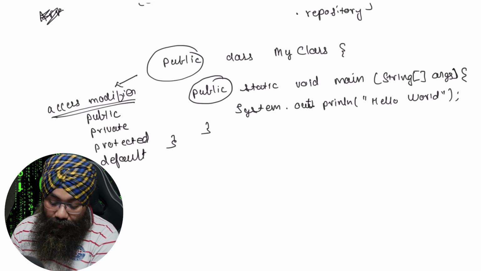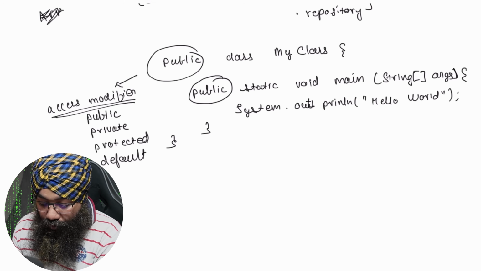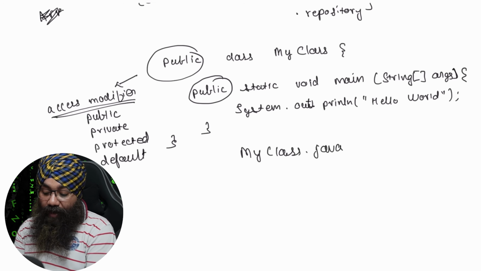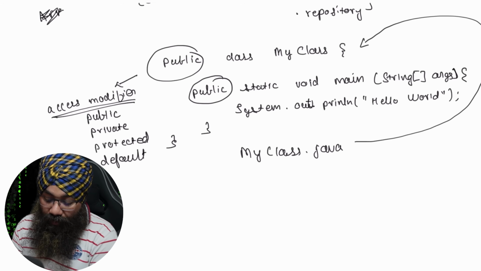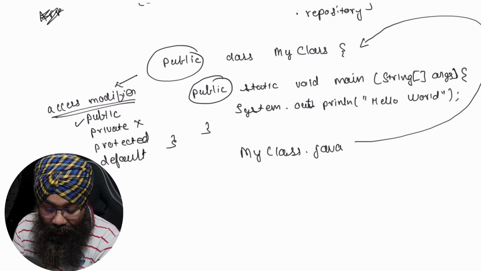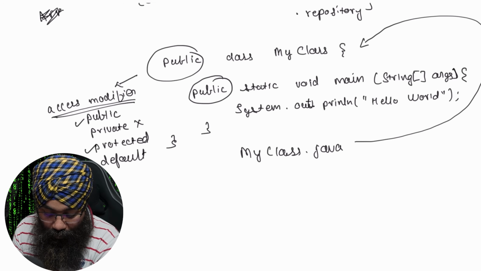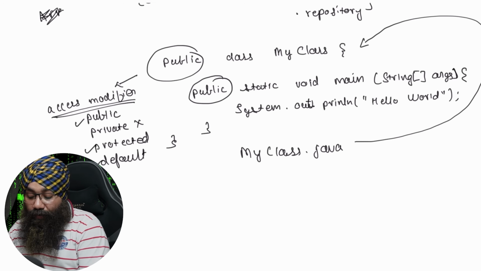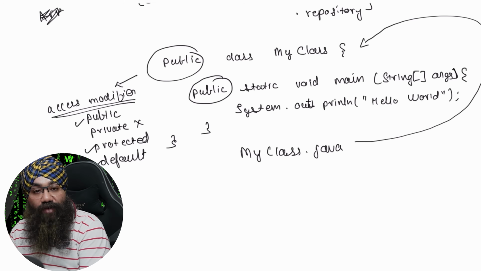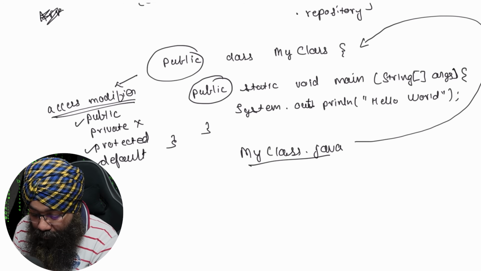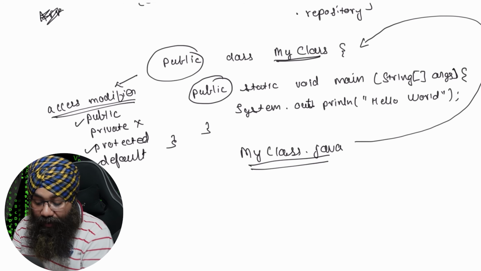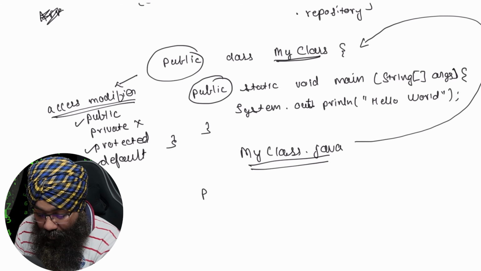For example, at class level, if you created my class.java file, and in that you are writing this code, in that case, you cannot write private here. Okay. You can write public, you can write protected, you can write default. Private is not allowed, because the file name should match with the main class present in that file. You can create another class in this file that you can call as private.